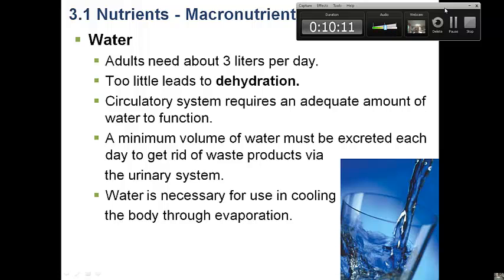And water is also used for cooling. And so you realize that when you're hot, you sweat. And so we lose a reasonable amount of water through that process, and water is also utilized to maintain a constant body temperature.